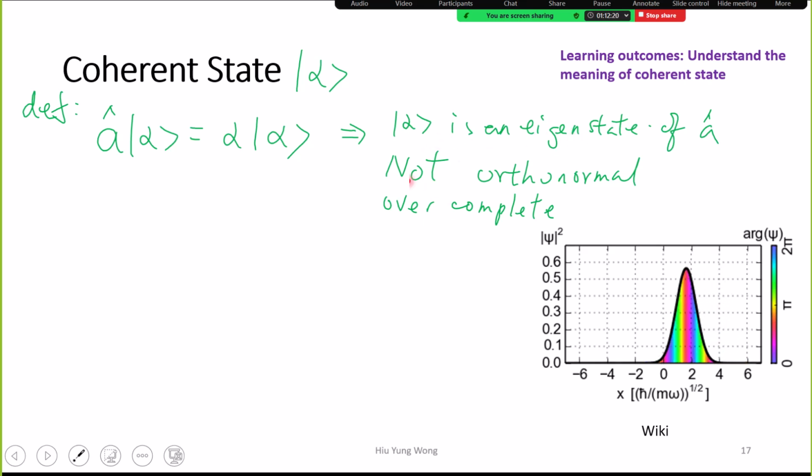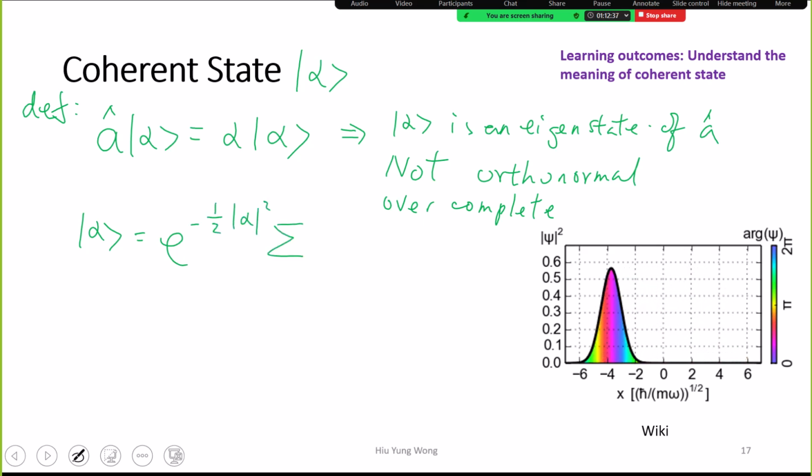If one day you need to go deeper, you know what to do, right? But coherent states is equivalent to this. Now, what is alpha? It turned out to be this. You don't need to memorize. Maybe I should write it down, equal to this. Let me write it down.